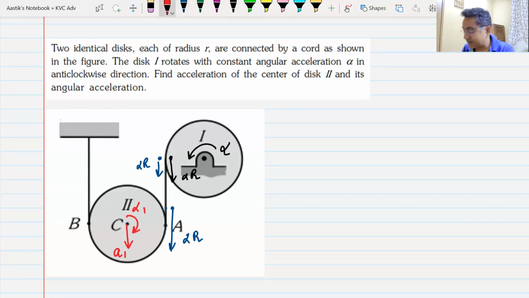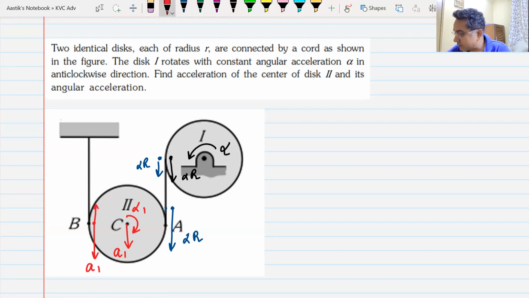Now let me assume that the center of disk 2 is moving downward with an acceleration a1. I can assume this safely. Then I move to these two points. The red point is on this disk. What is the acceleration of the red point here? A1 downwards, and alpha 1 into R upwards.